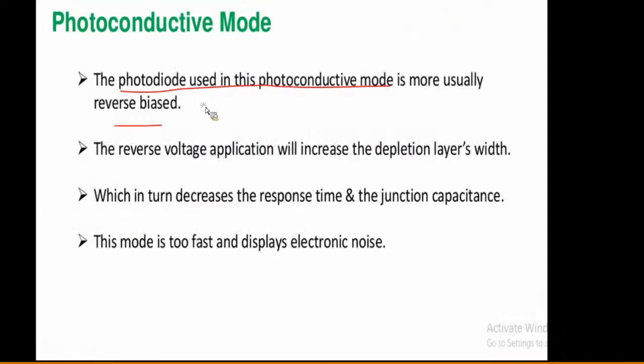What is photoconductive mode? When it is in reverse bias. When this junction is in reverse bias, the photodiode is operating in reverse bias. That mode of operation we call photoconductive mode. The photodiode used in this photoconductive mode is usually reverse biased. The reverse voltage application will increase the depletion layer width. Already people are aware that in reverse bias, it will increase the width of the depletion region, which in turn decreases the response time and the junction capacitance. This mode is fast and displays less electronic noise. At the same time, it is the fastest mode you have. This is the photoconductive mode.